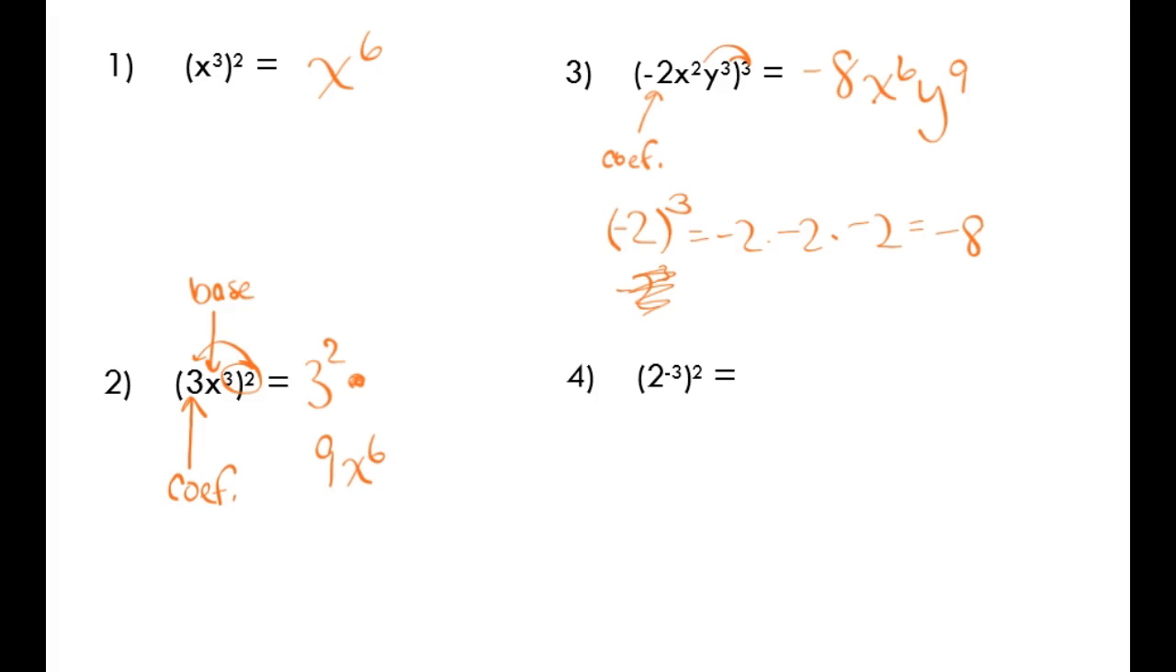Alright, and last one, back to a slightly easier one here. 2 is the base, so I keep it. And I multiply negative 3 and 2, which is negative 6.